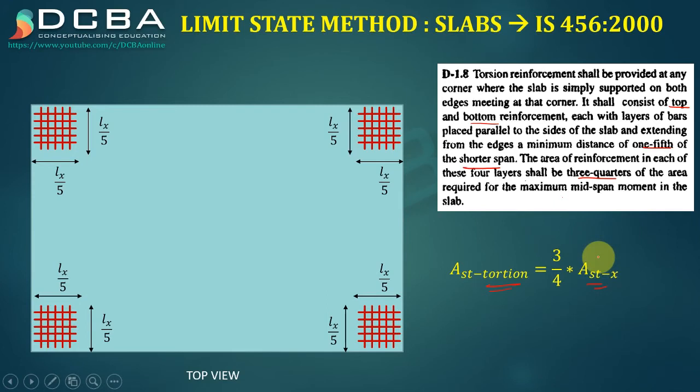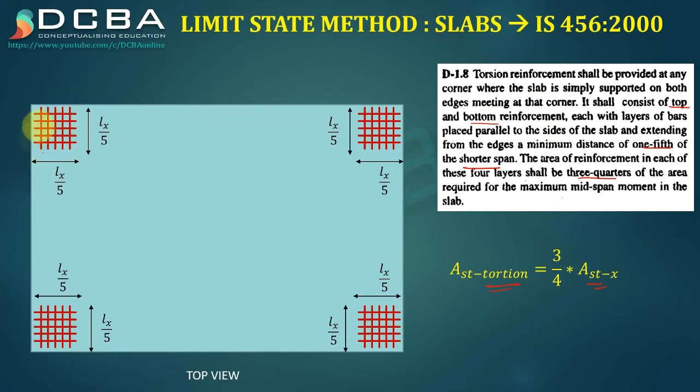ASTX would be the maximum moment definitely, because the shorter span will attract more moment. That's why I've written ASTX directly, but what they have told is area required for the maximum mid-span moment in the slab. So it can be ASTY in certain cases, not in all cases, but in most of the cases it will be ASTX. Fine, but what they have told is it shall consist of top and bottom reinforcement.